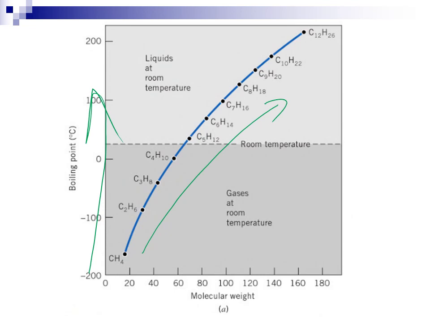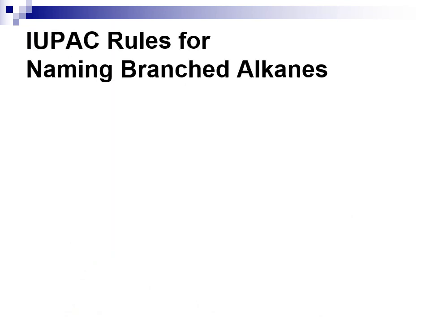It shows this curve here. But again, as we go from something that's relatively small up to something that's relatively big, none of these are polar, but these larger molecules are going to have more London forces and hence a higher boiling point. So the rules for naming these branches that we saw earlier.